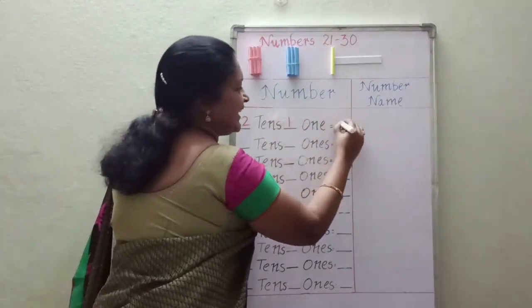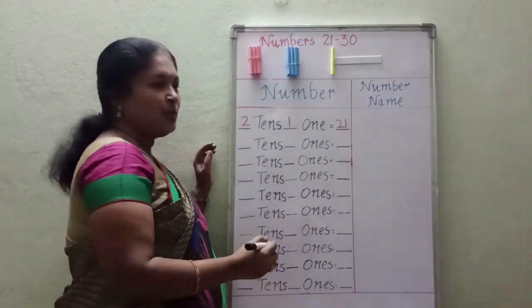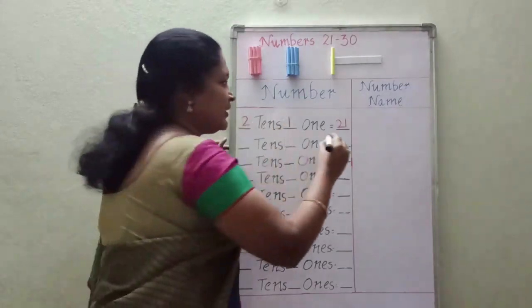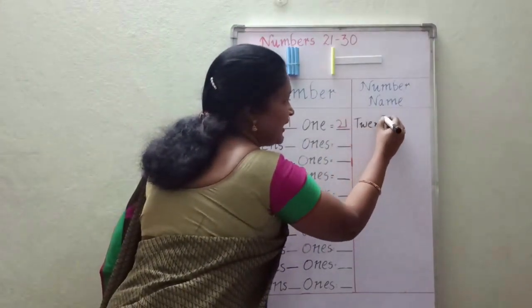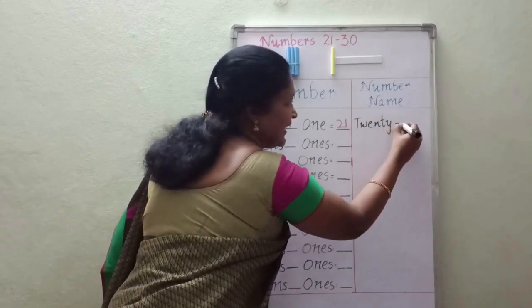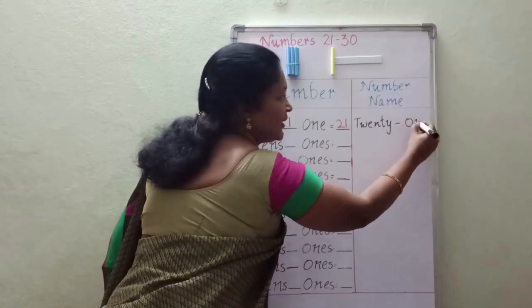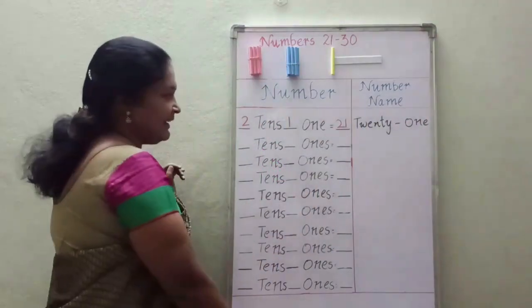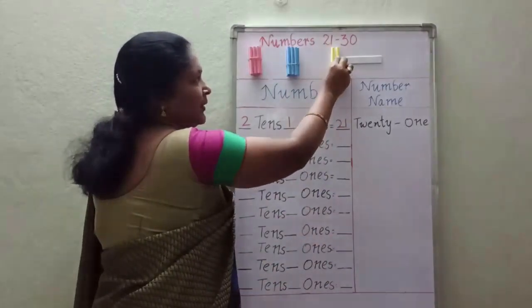So 21. What is the spelling of 21, children? First you should write 20 spelling, then 1. TWENTY 20. Put a small hyphen and ONE 21. And next I am keeping one more.